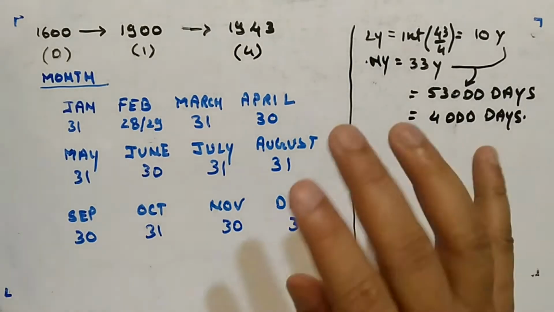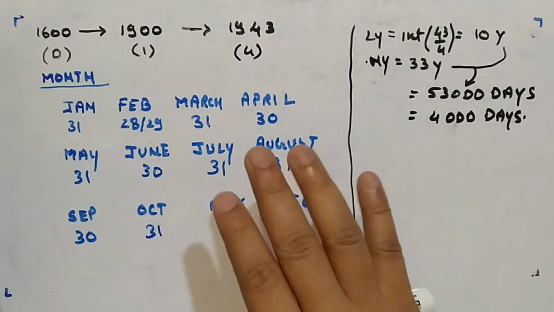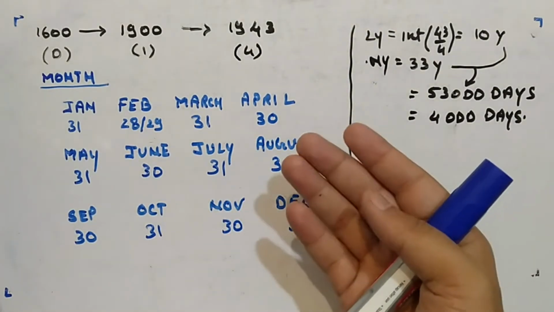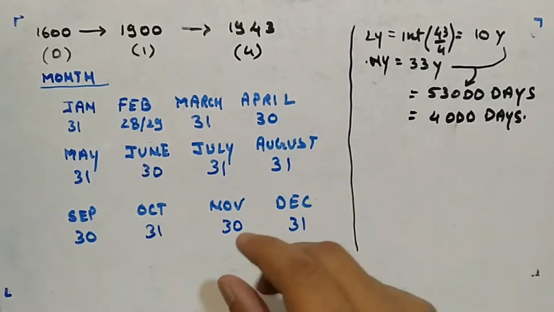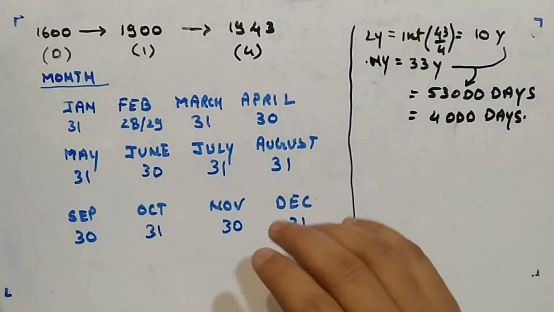Okay, now we are done with the year part. In this video I'll be starting the month part. How are we going to calculate the odd days when counting the months? There is a catch we have to be careful about, and that is what I'll tell you here.